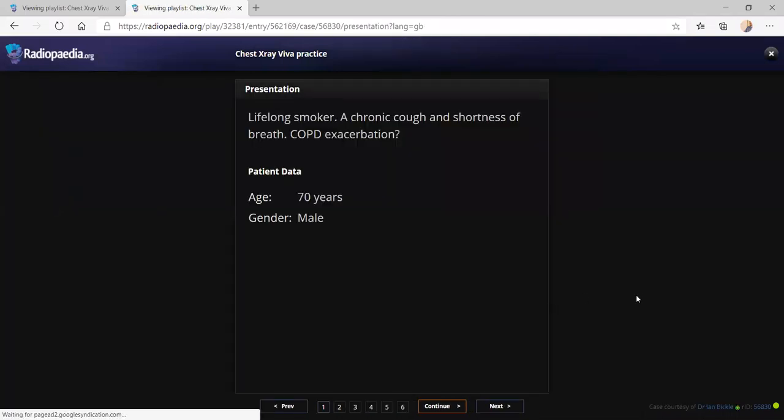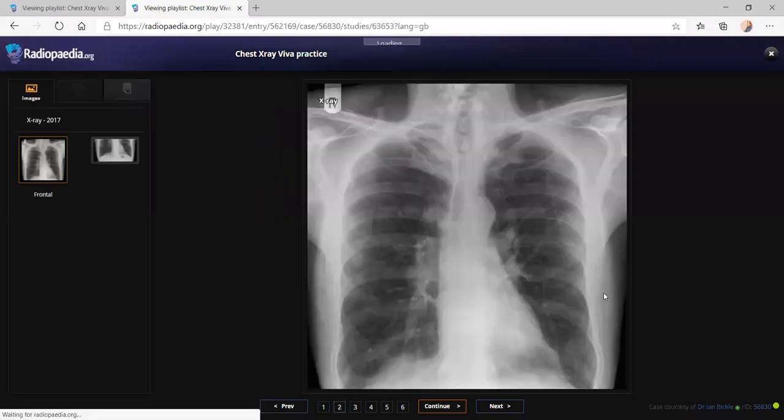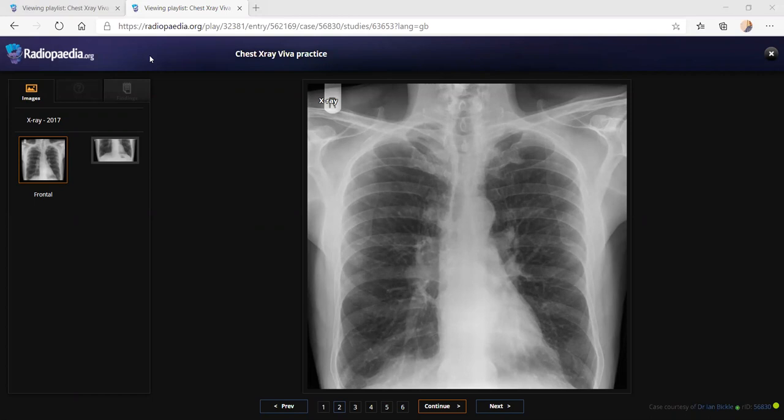Lifelong smoker, chronic cough and shortness of breath, COPD exacerbation, 70-year-old male. X-ray shows bilateral emphysematous lungs with flattening of both domes of the diaphragm. The parahilar shadows appear to be slightly prominent. So this picture is in favor of COPD. I'm not seeing any particular pathology in this picture. In addition to that, there is some haziness in the left lower zone, but it looks more like reticular changes.